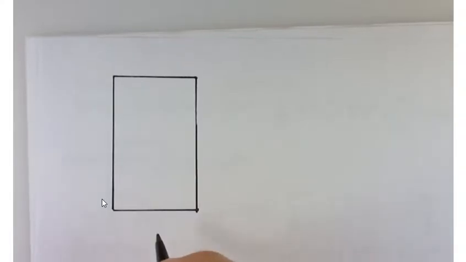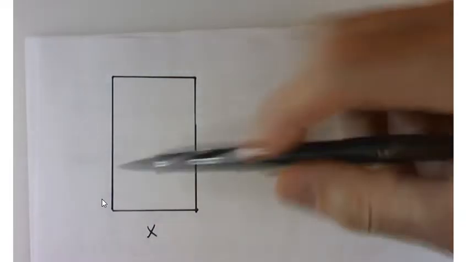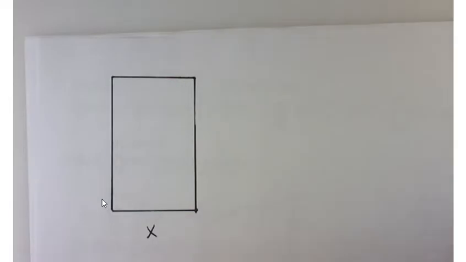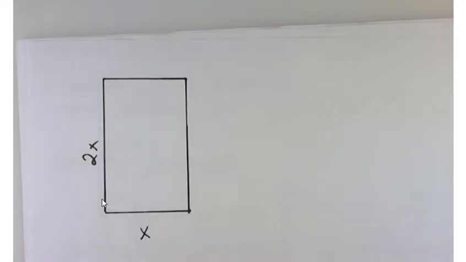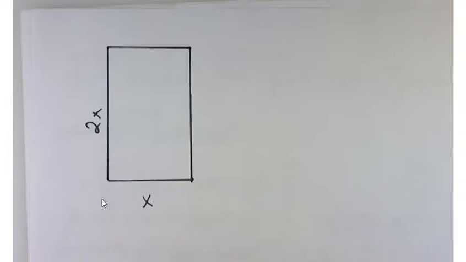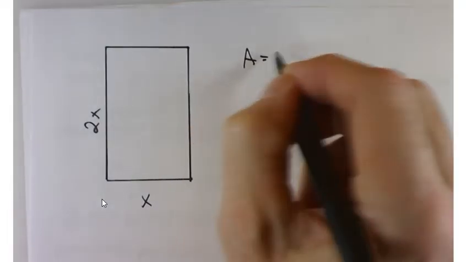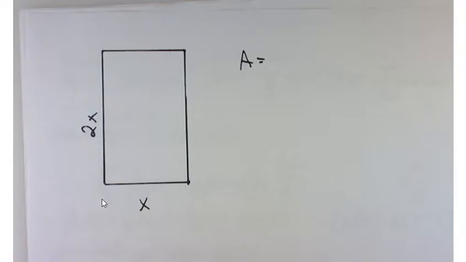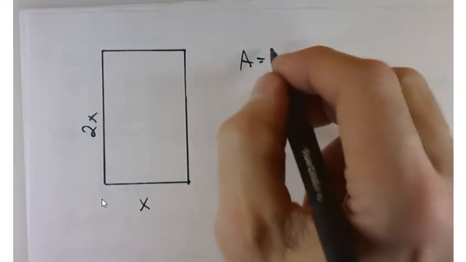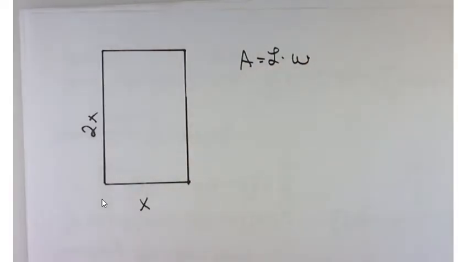So here's your pool table, and it tells us that the length is twice the width. So I'll let the width equal x. What should this side equal? 2x. So the length is twice the width. How do you find the area of a rectangle? Length times width. L times W. See if you can fill in some of the information here.